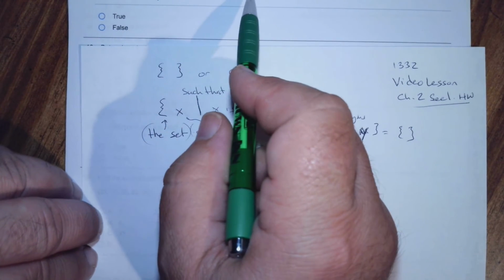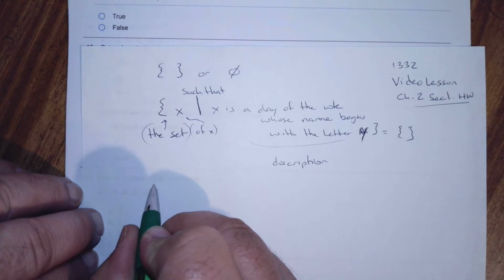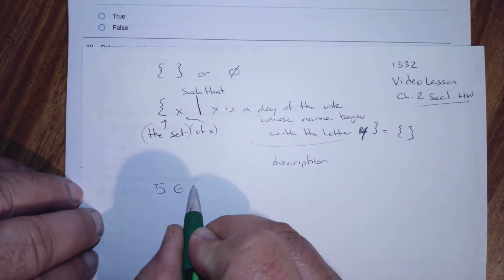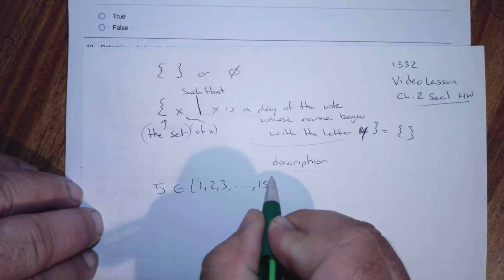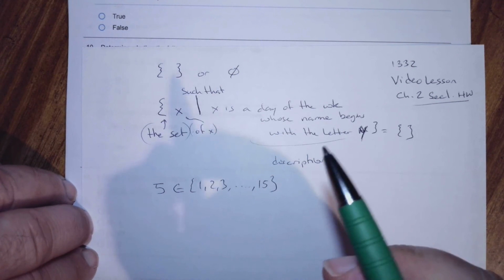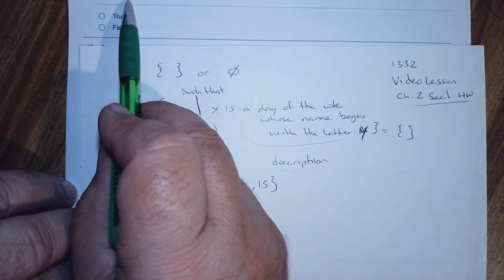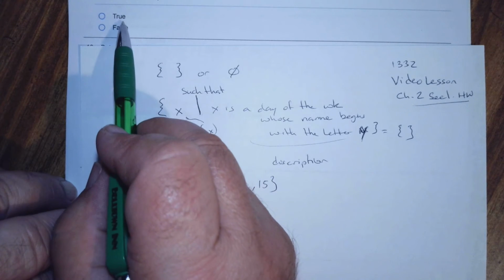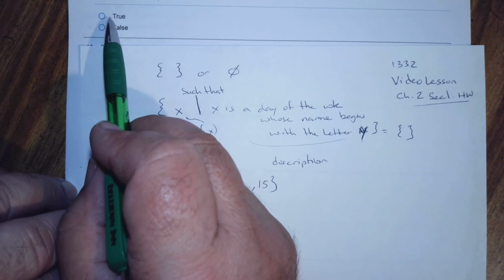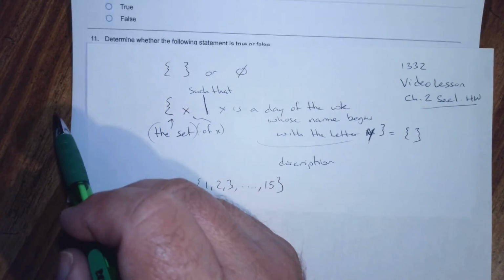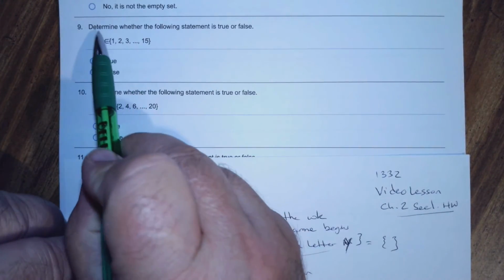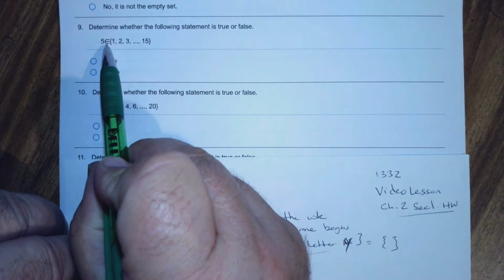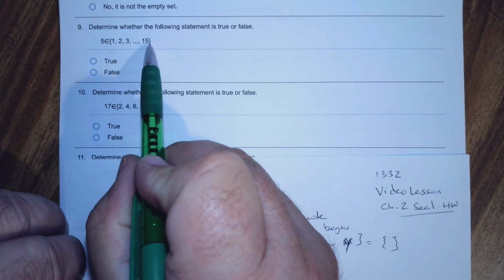Determine whether the following statement is true or false. 5 is an element of, or is contained in, the set 1, 2, 3, and so on to 15. Yeah, since the set goes from 1 to 15, 5 is there, so it's true. 9 is true. Determine if the following statement is true or false. 5 is an element of 1, 2, 3, all the way to 15. True.